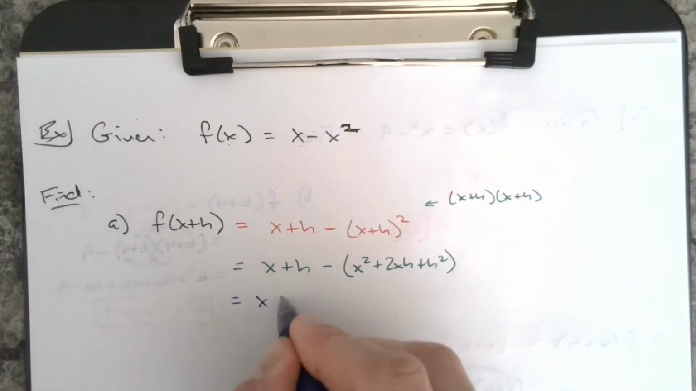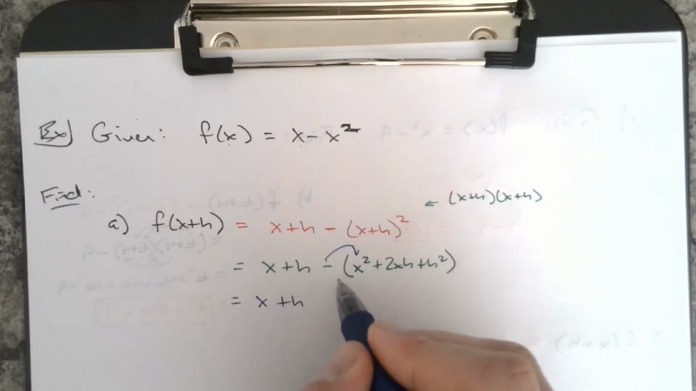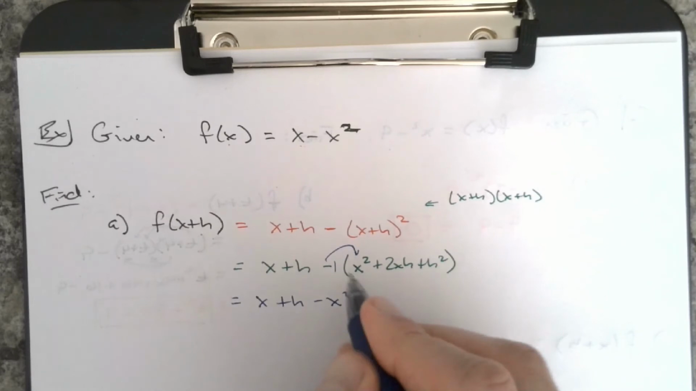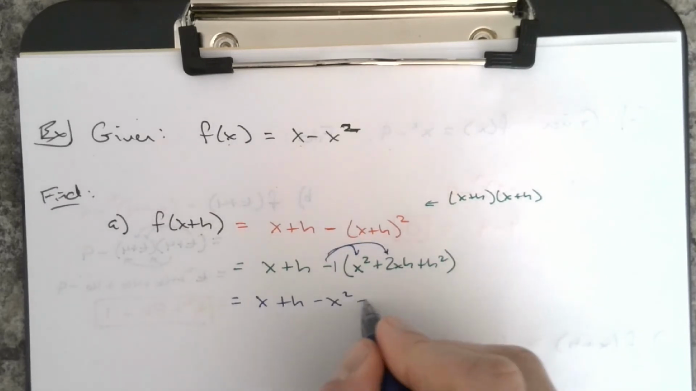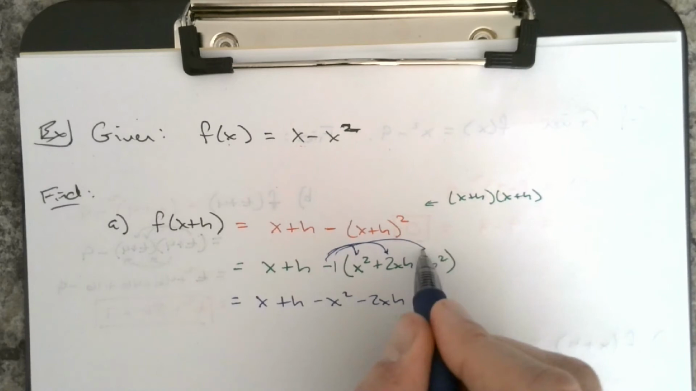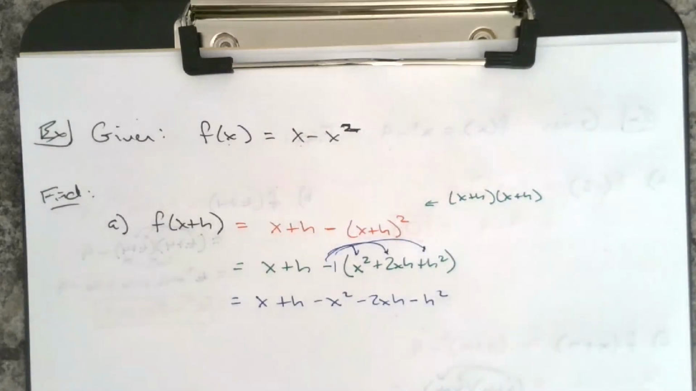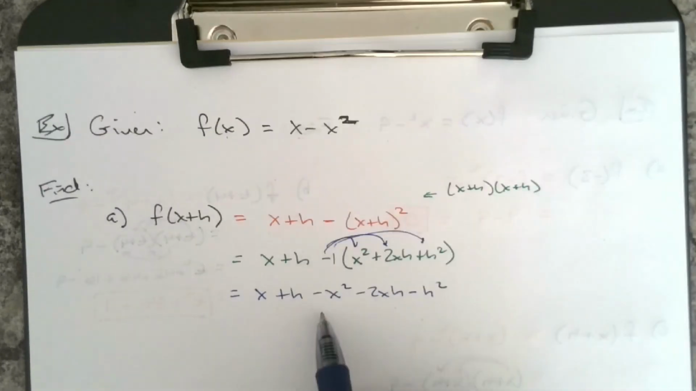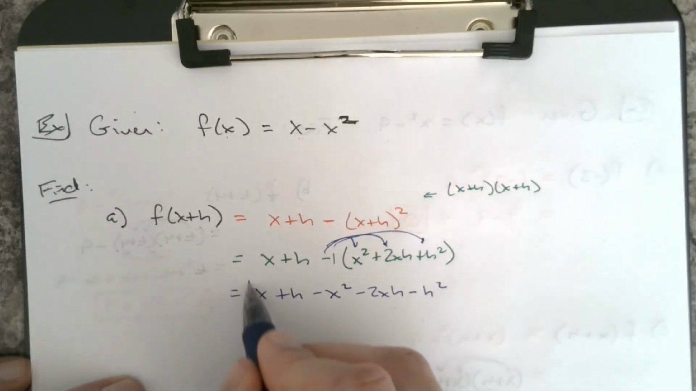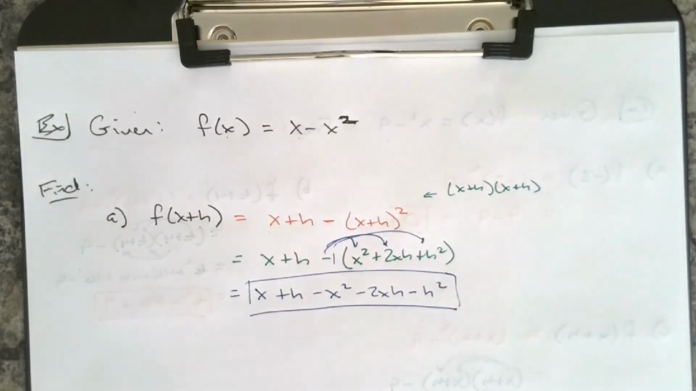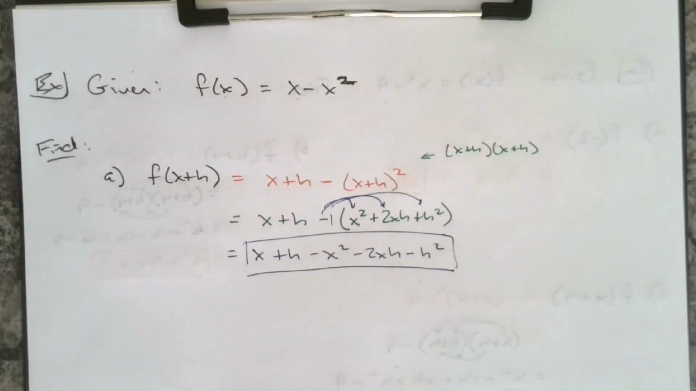So this ends up being x plus h, and then we're distributing a negative, because really it's like a negative 1 in front. So negative 1 times a positive x squared makes this negative x squared. Negative 1 times a positive 2xh makes it negative 2xh. And negative 1 times h squared makes it negative h squared. Now, are any of these like terms? Well, the answer is no. Remember, to be like terms, they have to be the same variables with the same exact exponents. You have the same variables showing up, but they don't have the exact same exponents on them, so you can't combine them. And that would be what f of x plus h is.